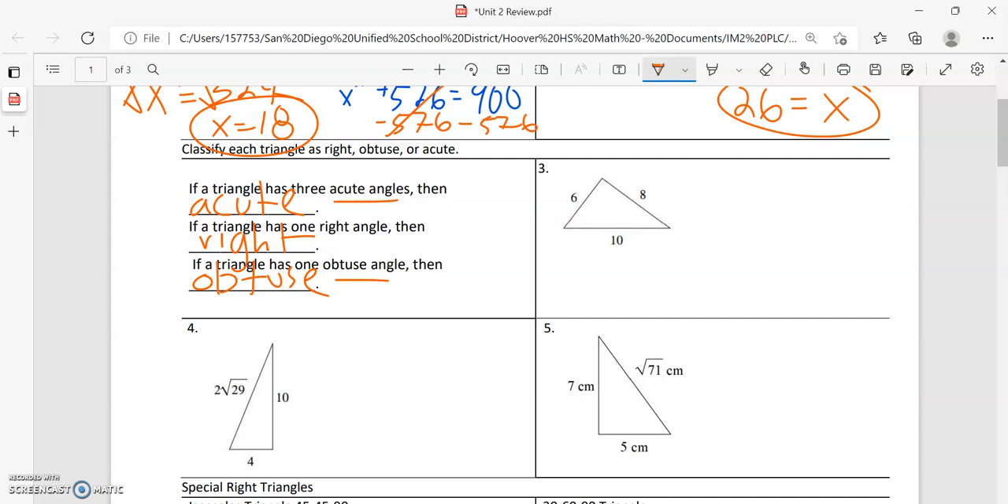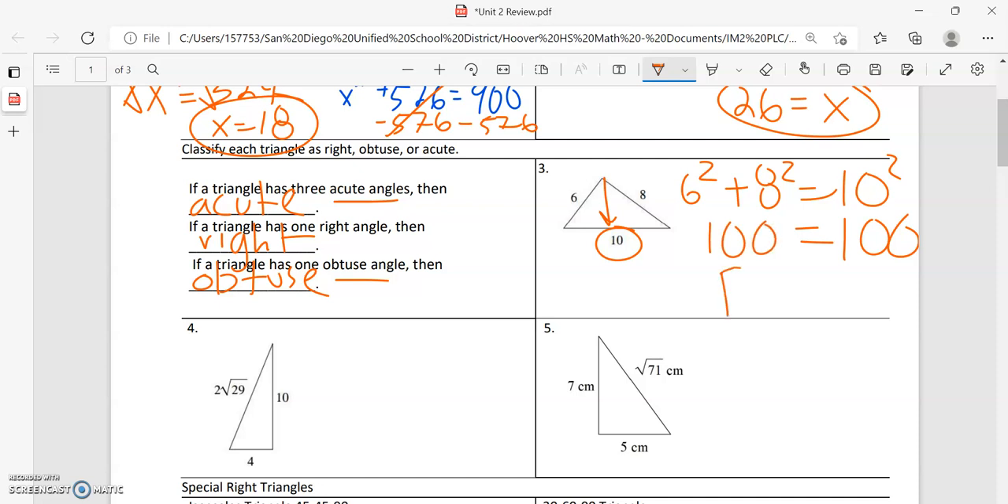So 6, 8, 10, our biggest number is going to be our C. So 6 squared plus 8 squared equals 10 squared. 10 squared is 100. 6 squared plus 8 squared adds up to 100. So it is a right triangle.